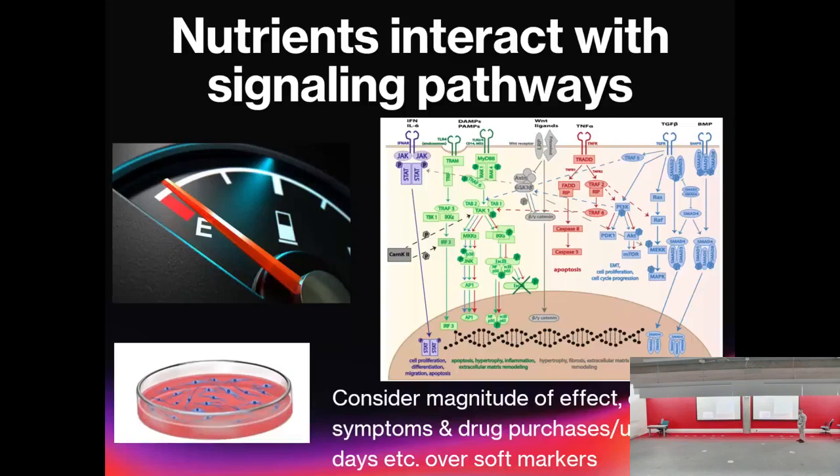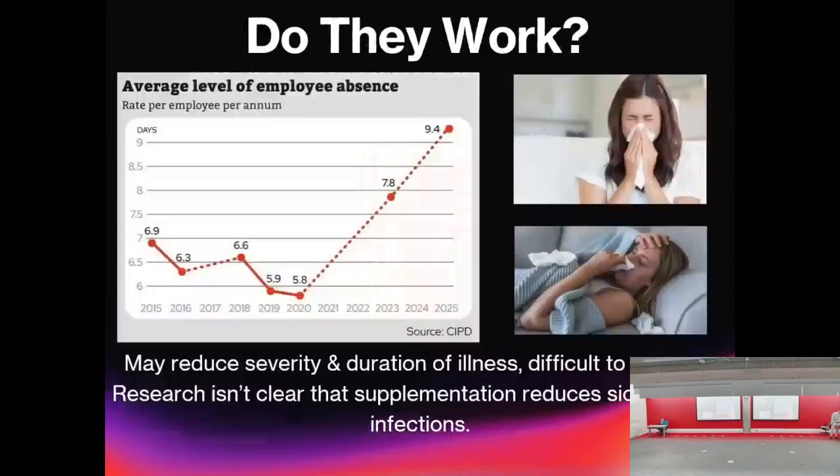So things like, for example, what has been the cold and flu tablet drug purchasing for a supermarket for this flu season? What are hospital admissions? What are numbers of sick days, for example? These are better markers to look at sometimes than some of this other stuff. And when it comes to vitamin C, that seems to be the story.